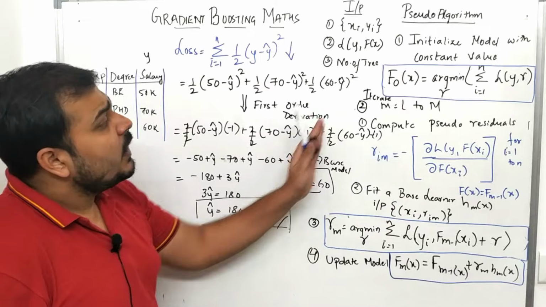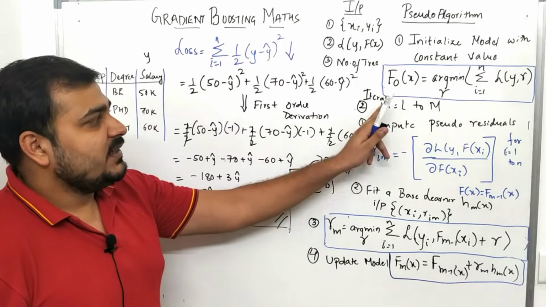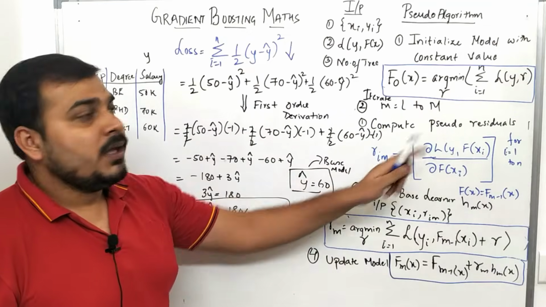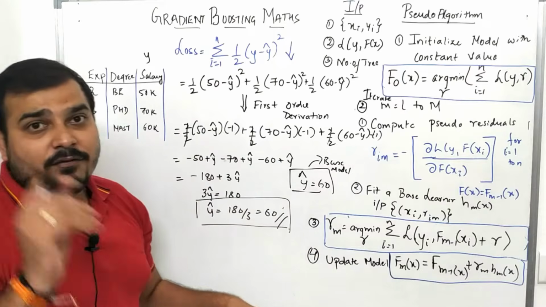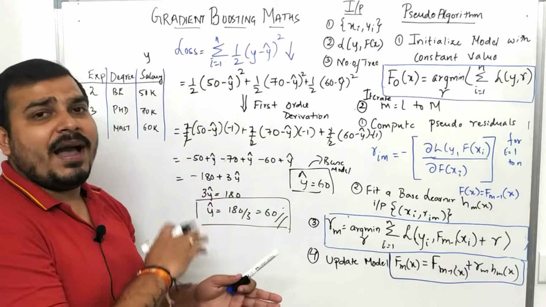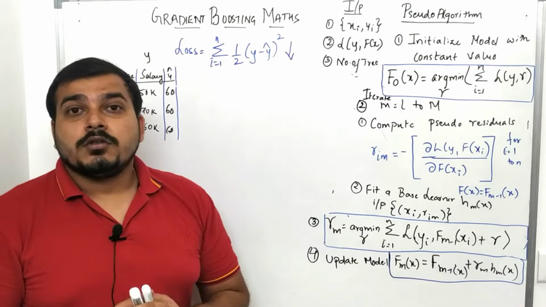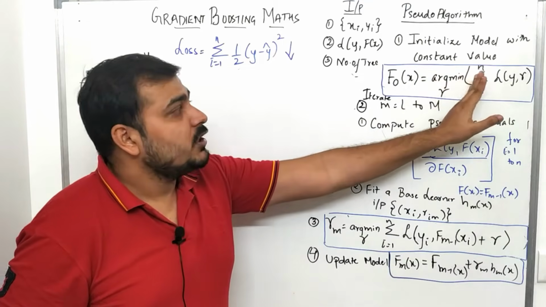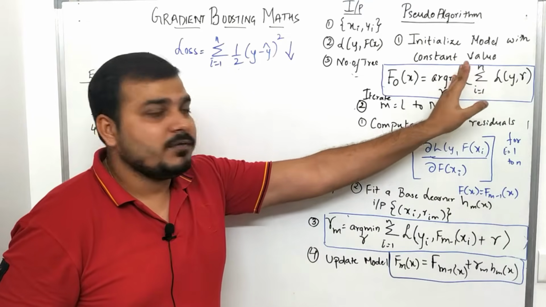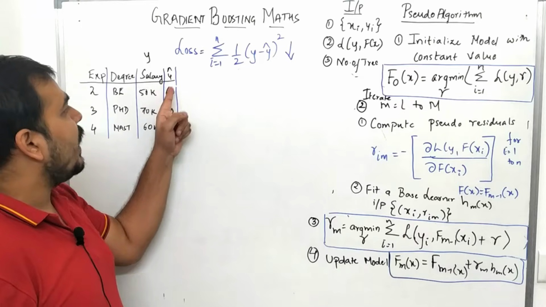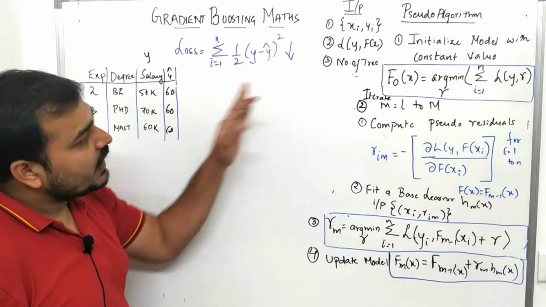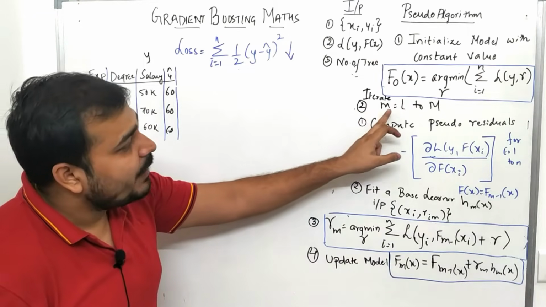So let's go ahead towards step 2, that is iterate m is equal to 1 to M. If you have not understood, just go back and revise all these things. We have initialized the model with a constant value, and we saw that the output of this particular model was 60. So I have written the y hat as 60 over here. Now let's go to the second step, iterate m is equal to 1 to M.